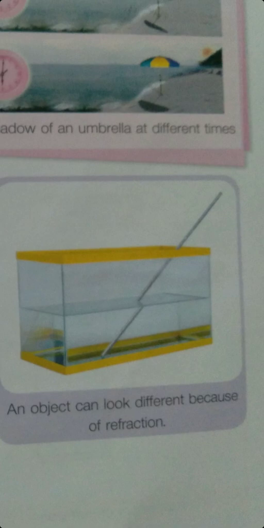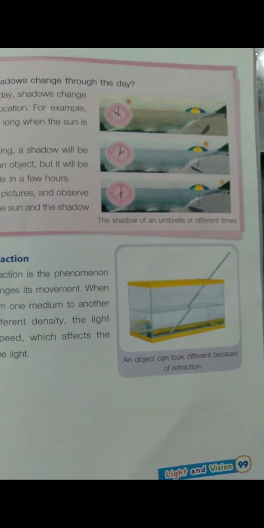An object can look different because of refraction. So that is refraction. Refraction is the phenomenon where light changes its movement. When light moves from one medium to another that has a different density, the light changes its speed, which affects the movement of light. So that's refraction.